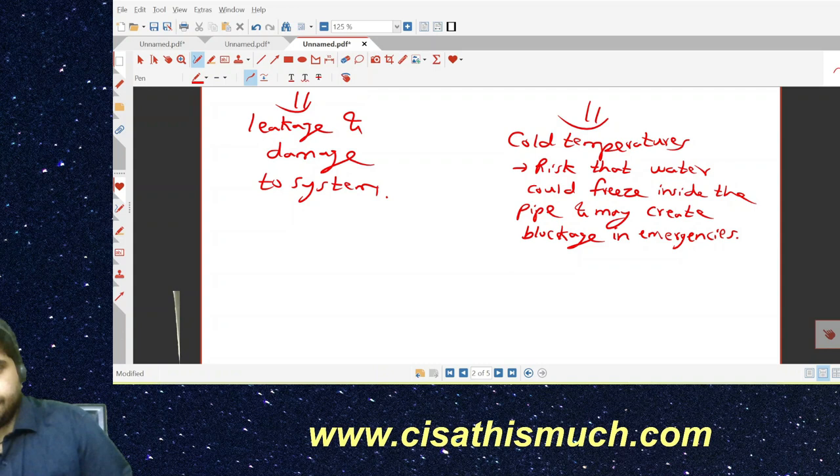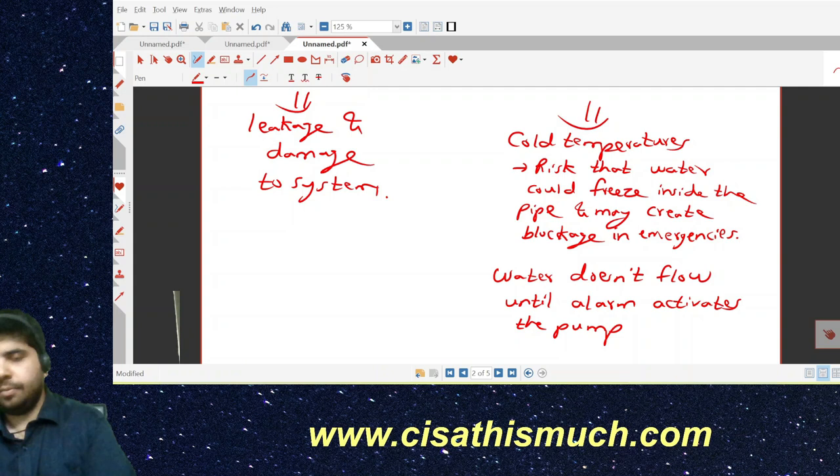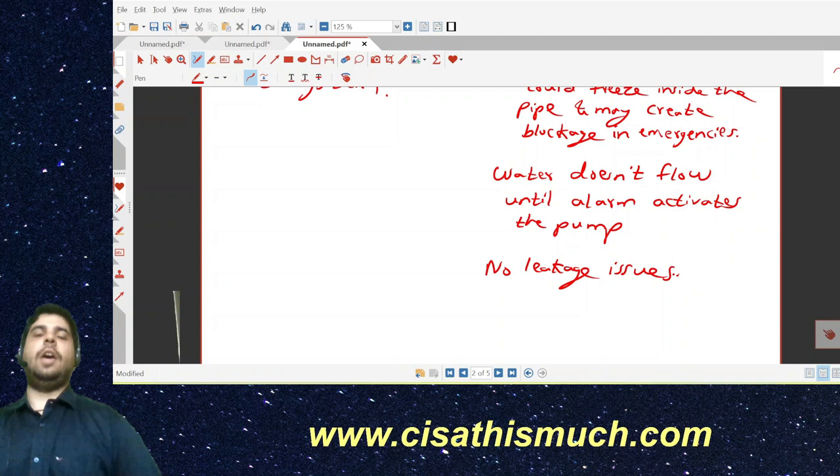Water doesn't flow until the alarm activates the pump. Right? Also, no leakage issues. Right? So I hope everyone has revised this topic.